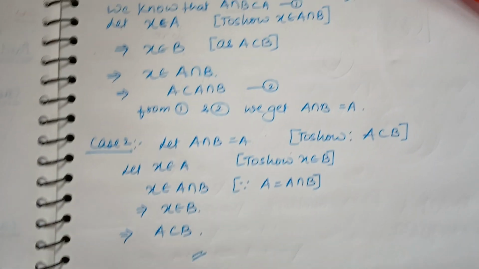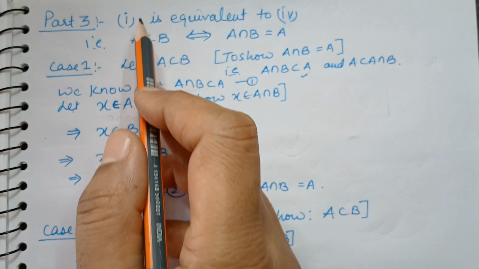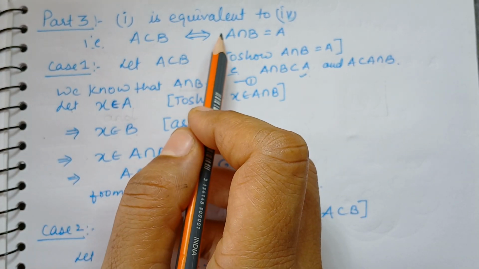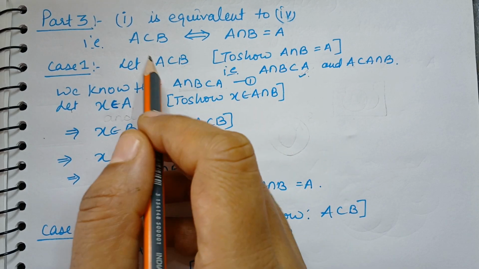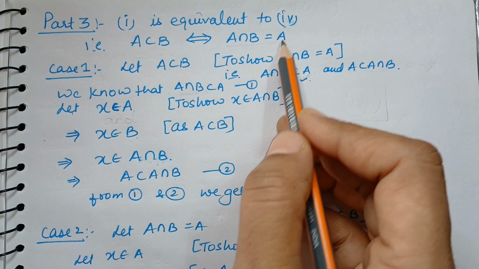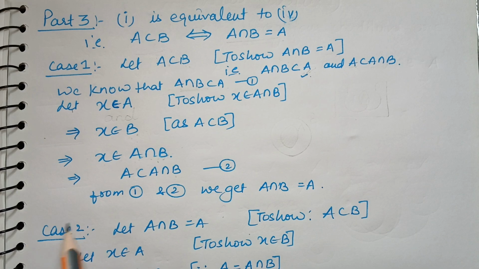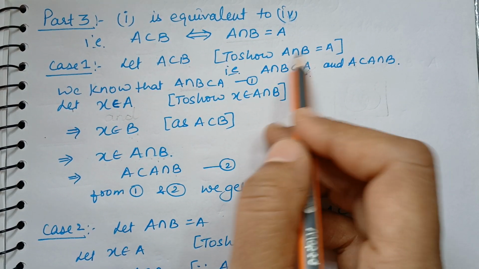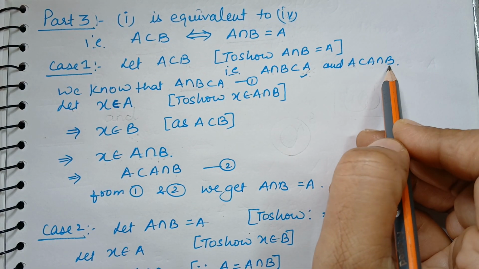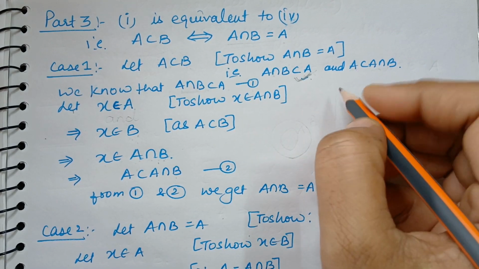Now in part 3 also we will be doing two cases. Part 3 is, I have to show that 1 is equivalent to 4. Now 1 is A is contained in B and 4 is A intersection B is equal to A. So in case 1, I will start from here and show this, and in case 2, I will start from here and show this. So let A be contained in B, to show A intersection B is equal to A. Now to show two sets are equal, we have to show that left hand side is contained in right hand side and right hand side is contained in left hand side. Now this one is already true, because the intersection will always be like this.